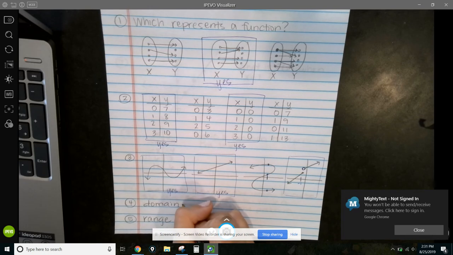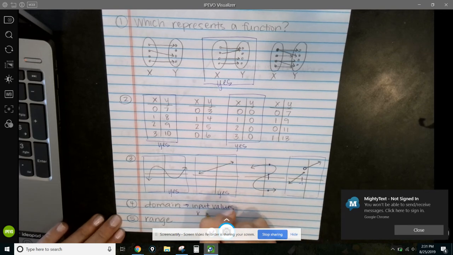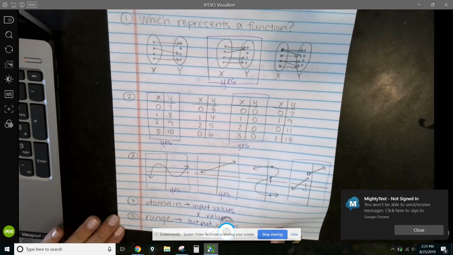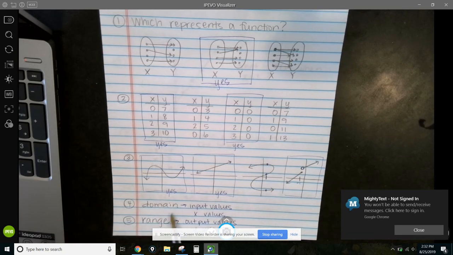But domain is your input values, or like your X values. And range is your output values, or your Y values. They call them all sorts of different things, but the domain is what you put in, and the range is what you get out. They're going to ask you different questions about these, so make sure you have something good written down for your definitions, so that you can answer those questions the best that you can.